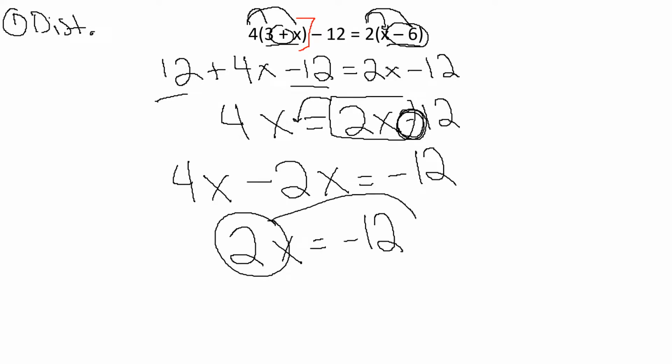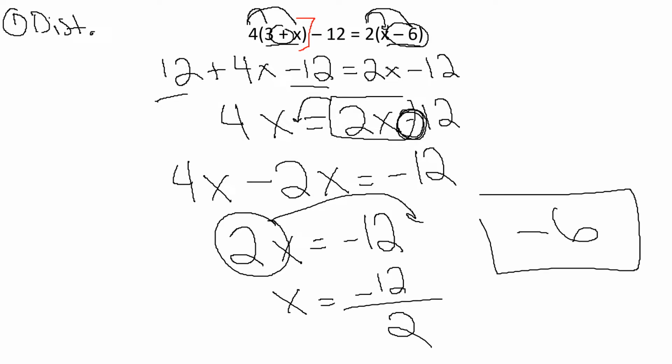Move this from here to here. The operation changes. The sign does not. And negative 12 divided by 2 is negative 6.